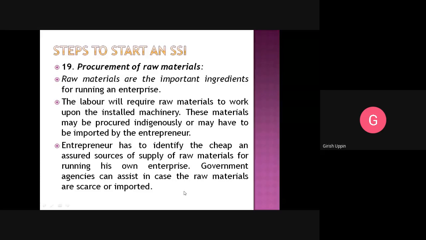So the entrepreneur has to make sure that he has all the suppliers, and he has to find out who is cheaper, whose prices are competitive, and also he has to check the quality of those raw materials, and he has to make sure that those are sources which will be able to supply them continuously. He has to check all the aspects, and if certain raw materials are scarce or need to be imported, then the government agencies will help in doing that.